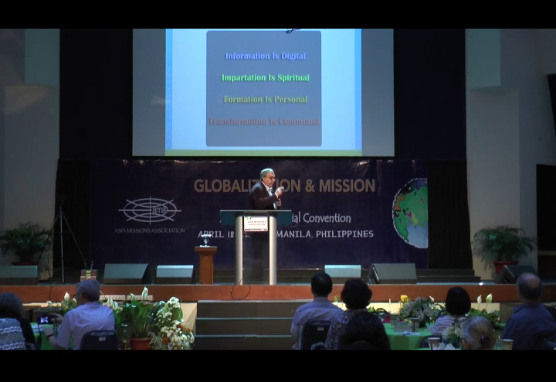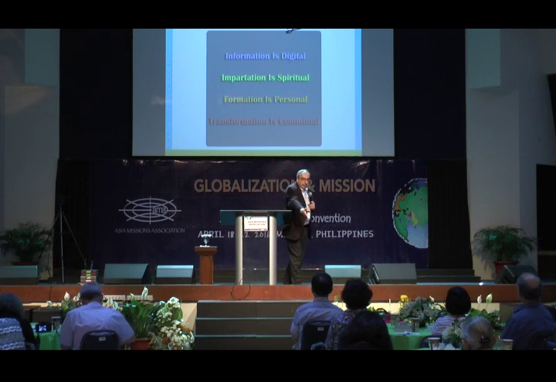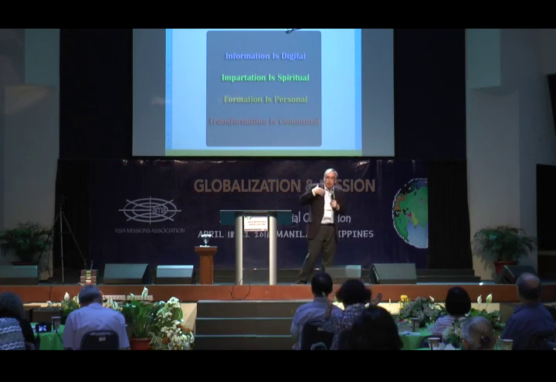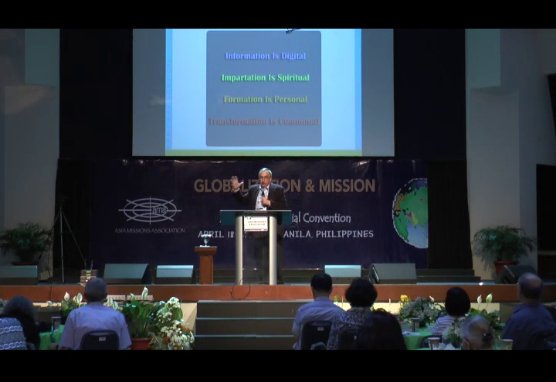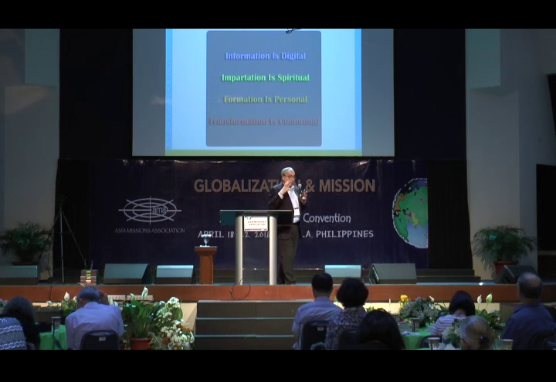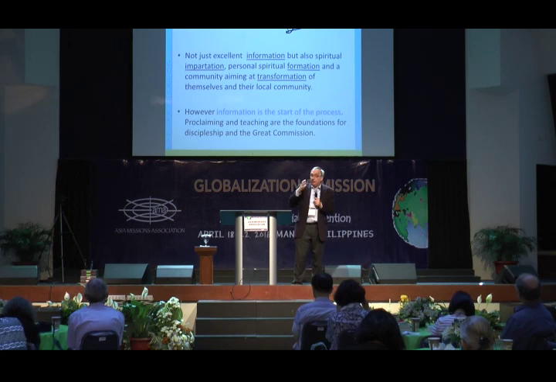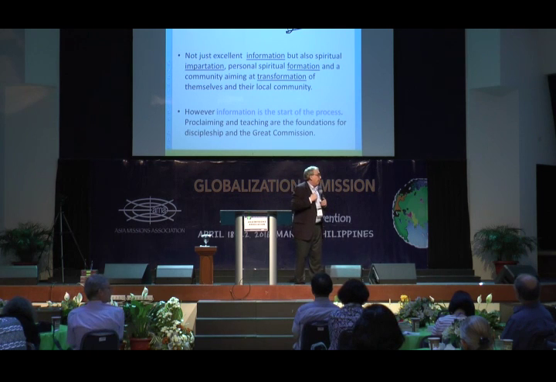Secondly, impartation is spiritual. You lay hands on people. You pray for them. You baptize them, you have communion with them. Formation is personal. Iron sharpens iron. You have discipleship, one-on-one or small group. And transformation is communal. That's the early church in the communities there, or the school of Tyrannus. They are transformational communities, and transformation involves a big enough group to transform a village, a city, a town, or a Bible college.